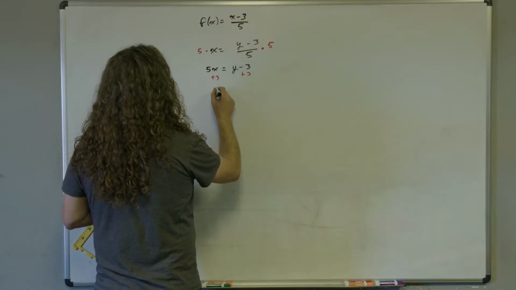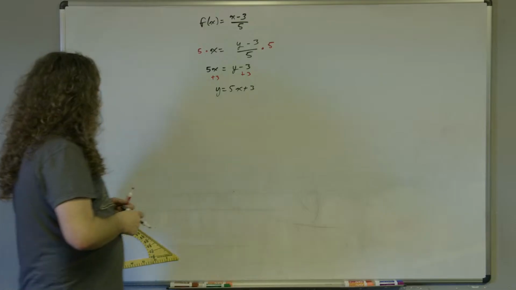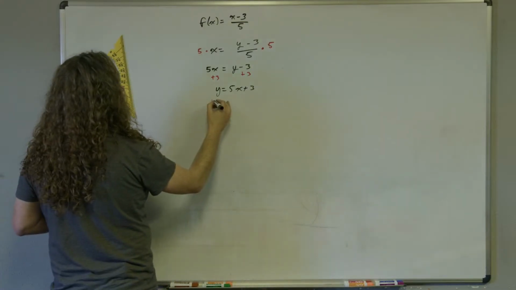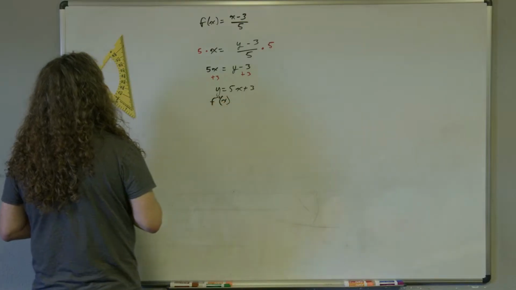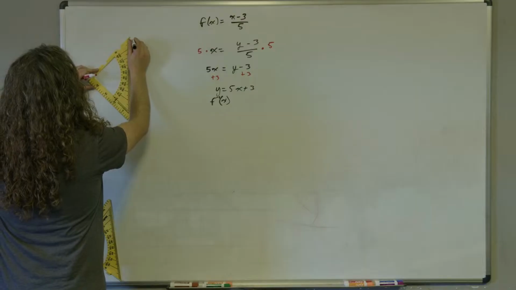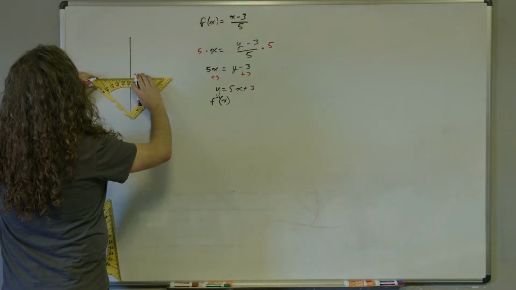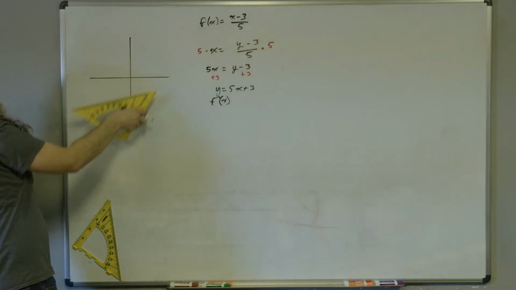So y equals 5x plus 3. And then it says to graph that one and its inverse. So this is f inverse of x, right? The original, this is a little bit tricksy. You may want to split it up on your paper.